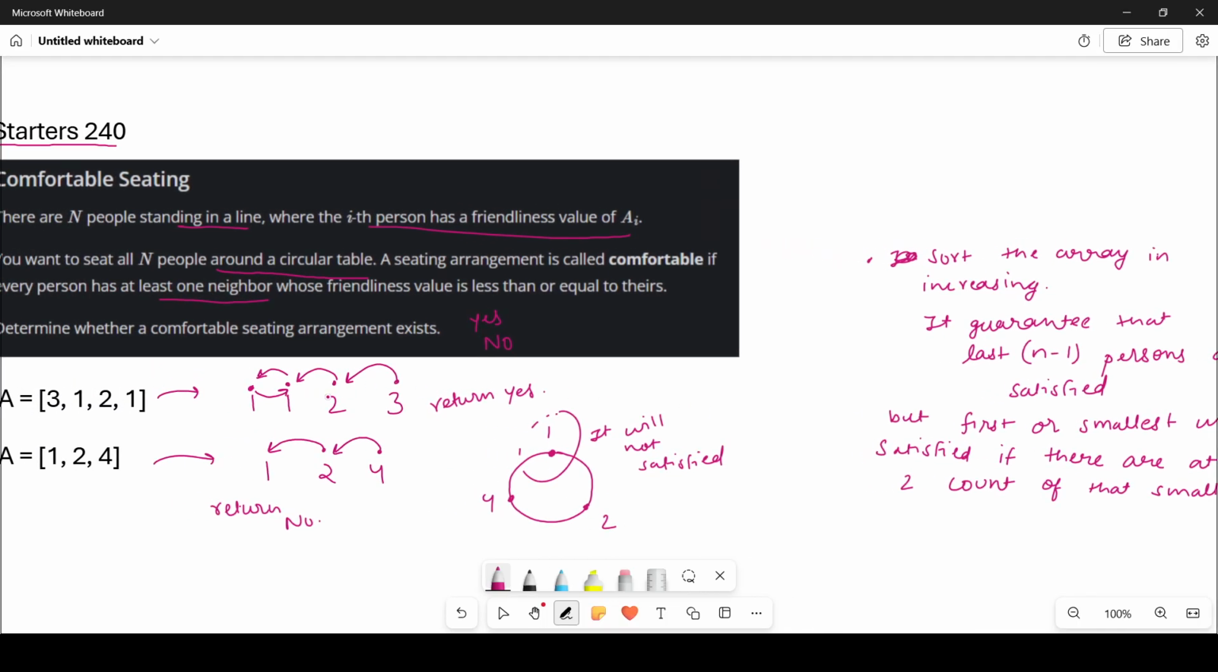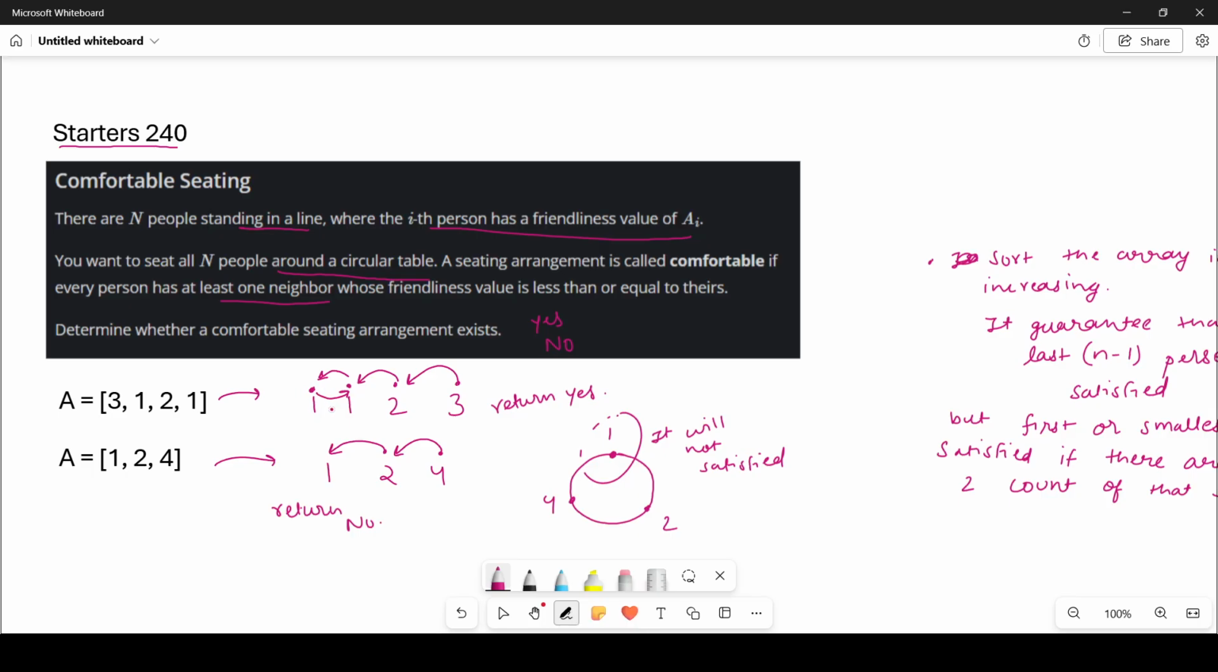In this case, the smallest is 1 and the count of 1 is 2. So each one has its neighbor 1 which is less than or equal to its friendliness value. Therefore, in this case, it is satisfied. This one is satisfied through another one, and this one is satisfied through another one. In this other case, this one does not have any other one, so it cannot be satisfied by any number because every number is greater than it. So it is not satisfied in any of the cases.